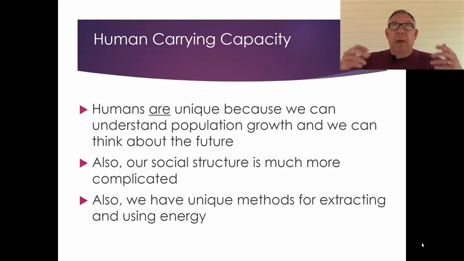Also, we have unique methods for extracting and using energy, whereas other species basically get their energy from the food they eat, maybe get some energy from the sunlight or from somewhat different sources. We have the ability to go and extract things like fossil fuels and extract energy or to build nuclear power plants. And so we have a very unique ability to extract novel forms of energy, and we use that energy for other things beyond just staying alive. Well, that makes us very different, but that also means that we have a very different effect on the planet.